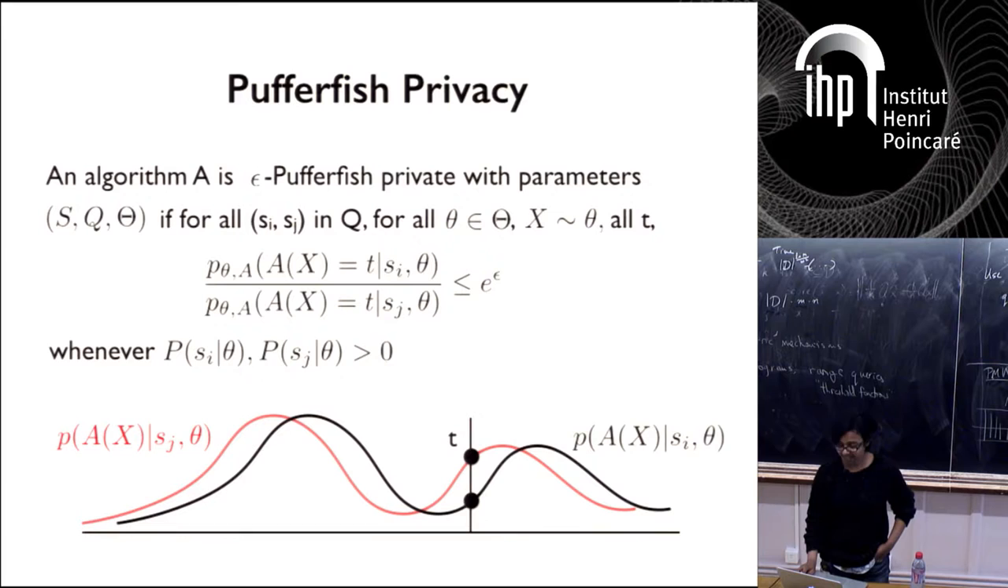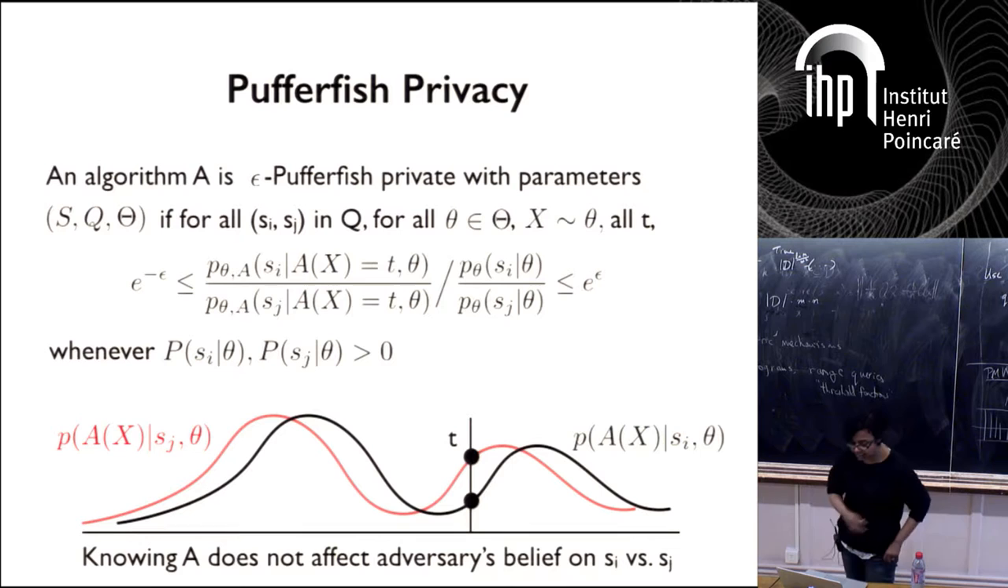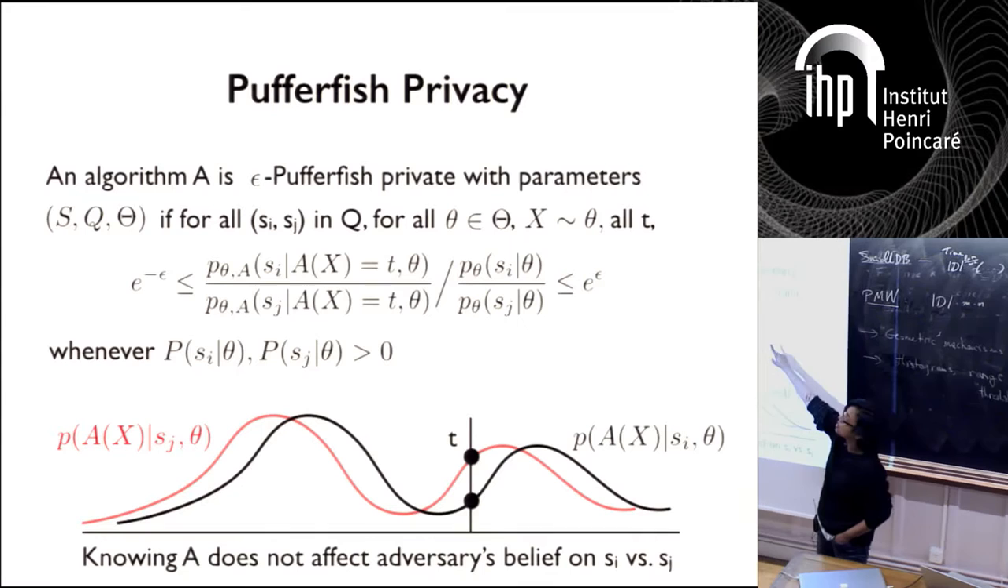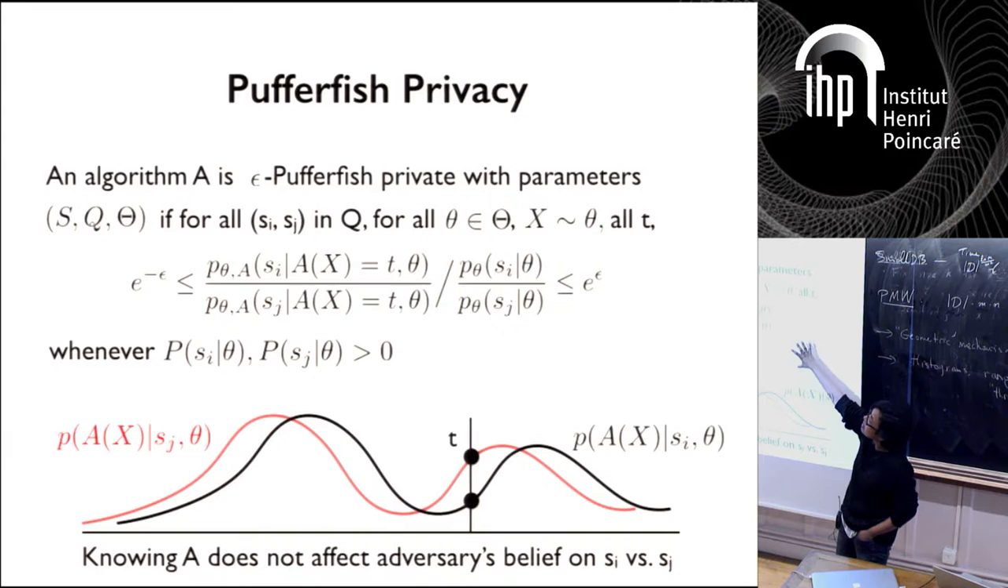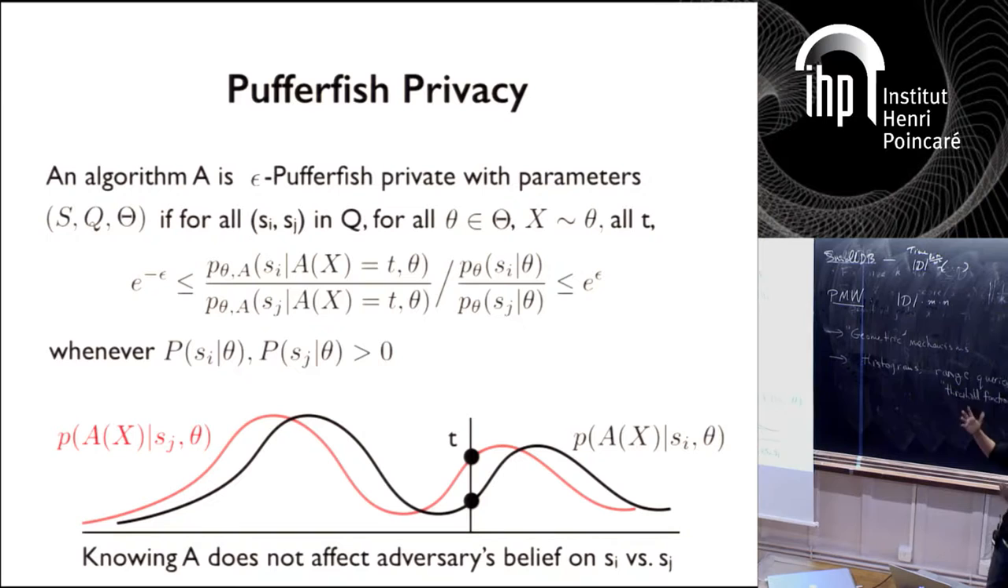Okay. And what does this mean? Well, this is an interpretation that the paper that introduced Pufferfish, the Kifer and Machanavajjhala paper, provides. What this is essentially saying is this is the prior odds of the secret. Probability of si given theta versus sj given theta, these are the prior odds of the secret. If you look at the posterior odds of the secret after you have seen the output of the algorithm, then the posterior odds are not that much different from the prior odds. Right, so I haven't proved this. This is an interpretation that they offer in their paper.